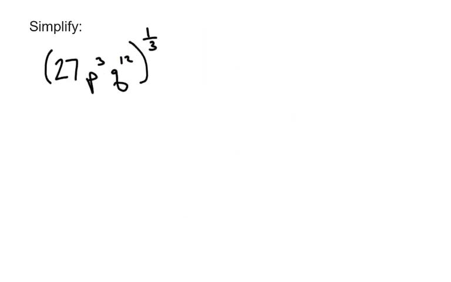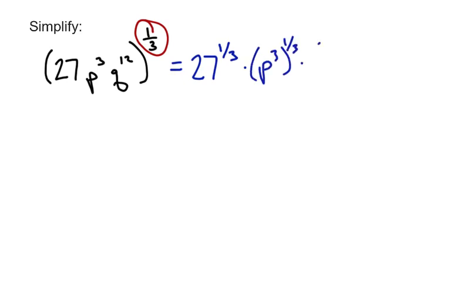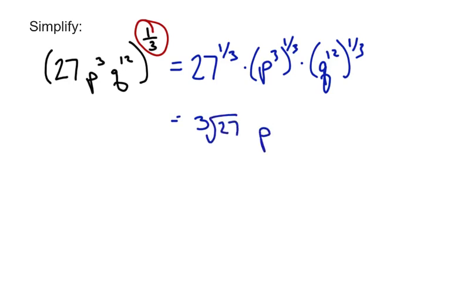Let's try one more of this type, where we bring that 1/3 inside to each of our factors. We'll have 27 to the 1/3 power times p to the 3rd to the 1/3 power times q to the 12th to the 1/3 power. Now 27 to the 1/3 just means the cube root of 27. 3 times a third is 1, and 12 times a third is 4. So we can simplify the whole expression. The cube root of 27 is 3, so we get 3pq to the 4th.